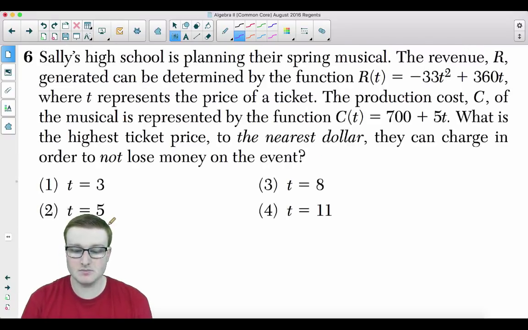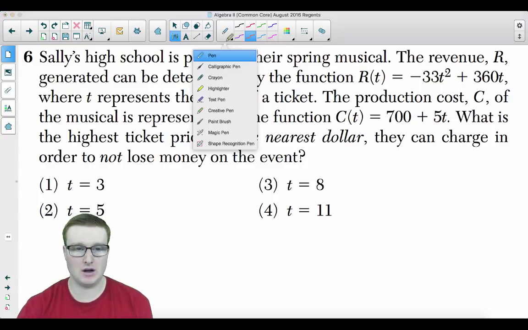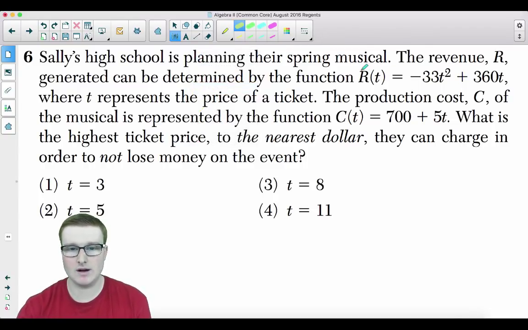So here's the thing, folks. We have a revenue function, okay? We have a revenue function right here. And we have a cost function.